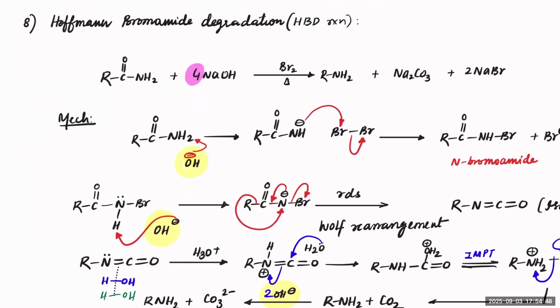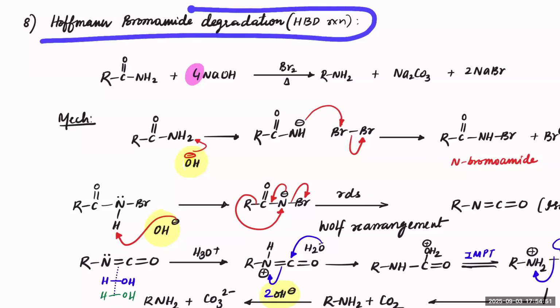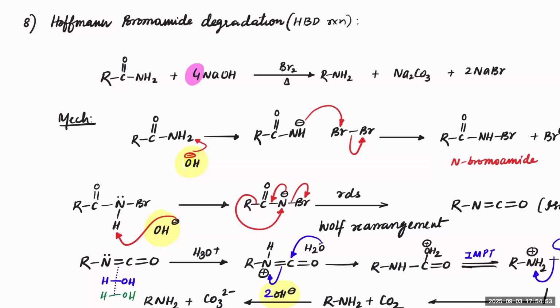Next, Hoffmann bromamide degradation. In this topic, this is the most important reaction, and this is a must-learn reaction with mechanism, with examples. This is the most important area in carboxylic acids. Okay, so check it out. What we are trying to do is take a carboxylic derivative. In this case, it is amides. Amides, when you react with 4 moles of NaOH in the presence of bromine and heat, the shortcut is this: you just simply remove C double bond O here and join the rest. So what do I get? Primary amines.